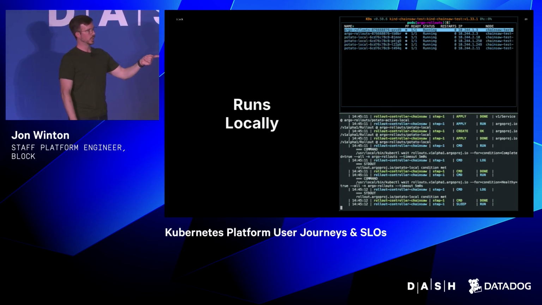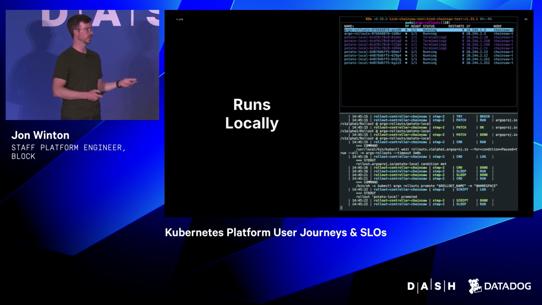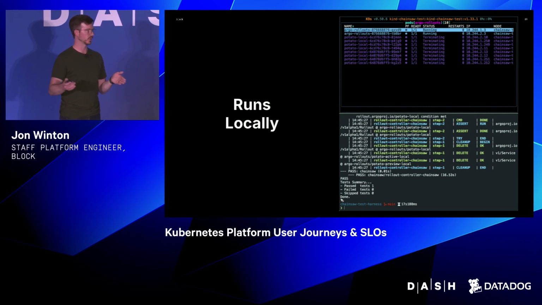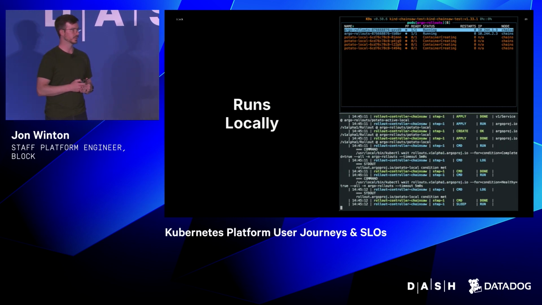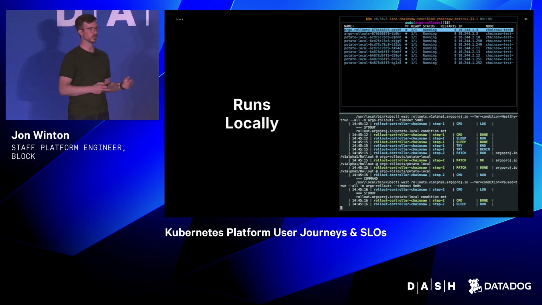This is a GIF of the actual demo repo, and Chainsaw runs locally. That's another huge thing. It works off your kube context, so you can write these tests and assert them against an actual live running cluster, be it local or in the cloud or somewhere else, and you can iterate very quickly as you build out these tests. And so the effort to get a test into your chart, into your cluster, is very minimal.